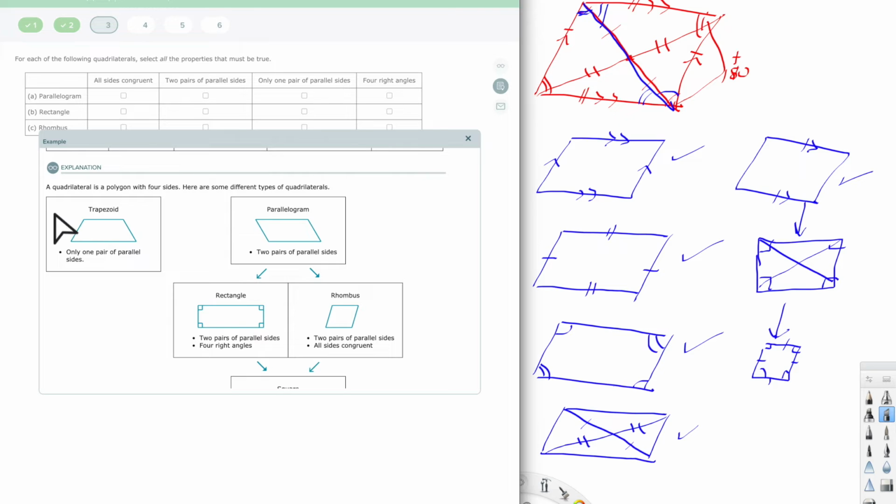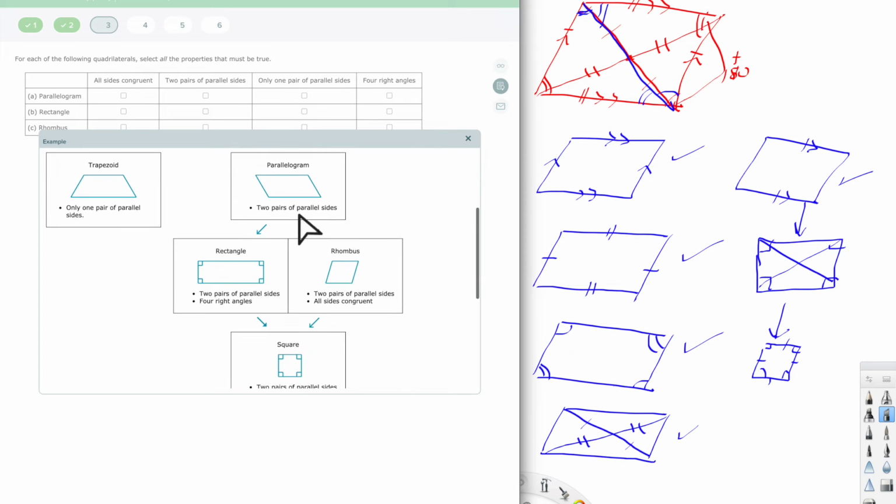And then parallelogram. So the basic idea is we have 2 pairs of parallel sides. And then we go into the special idea of rectangle or rhombus. So rectangle has 2 pair of parallel sides, just like a parallelogram, but it also has 4 right angles. A rhombus has 2 pair of parallel sides, just like a parallelogram, because it is a parallelogram, but now it has all congruent sides. So that's what's special about it.